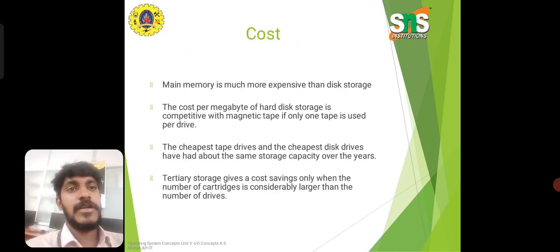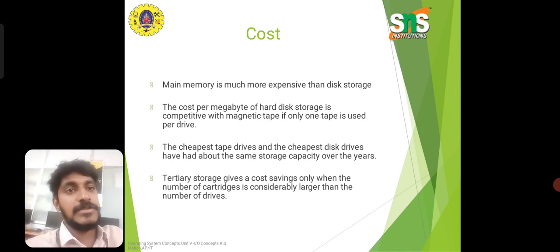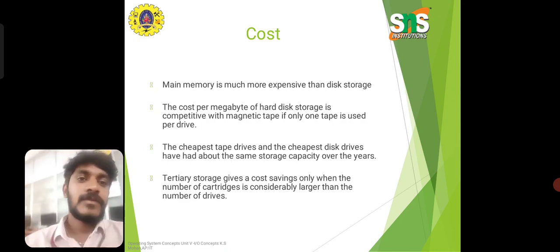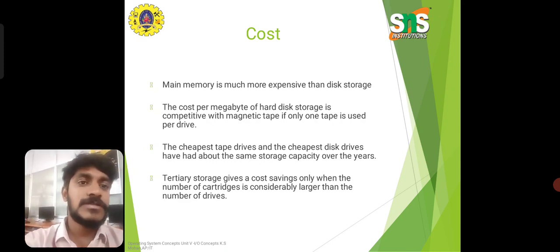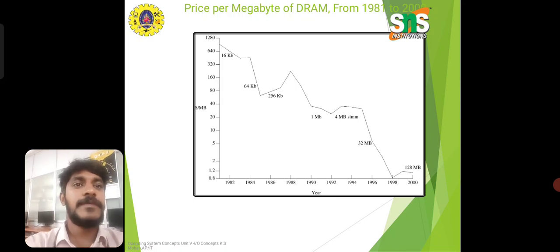Then we are talking about cost. Main memory is much more expensive than disk storage. The cost per megabyte of hard disk storage is competitive with magnetic tape if only one tape is used per drive. The cheapest tape drives and the cheapest disk drives have had about the same storage capacity over the years. Tertiary storage gives a cost saving only when the number of cartridges is considerably larger than the number of drives. Then the price per megabyte of DRAM from 1981 to 2000.